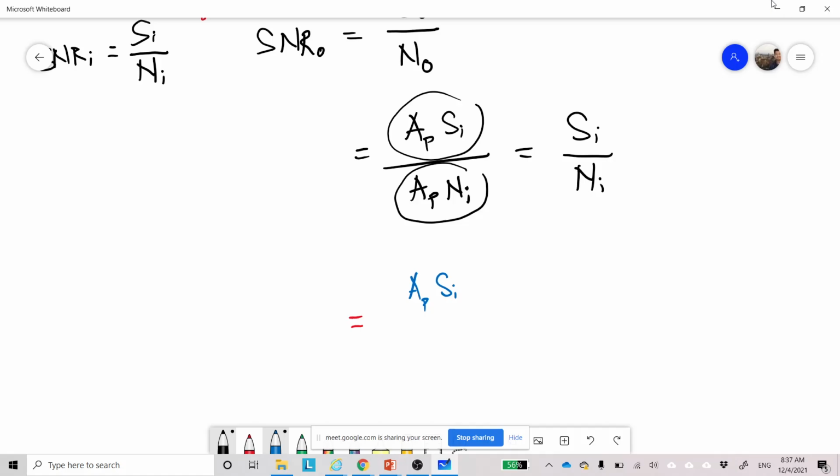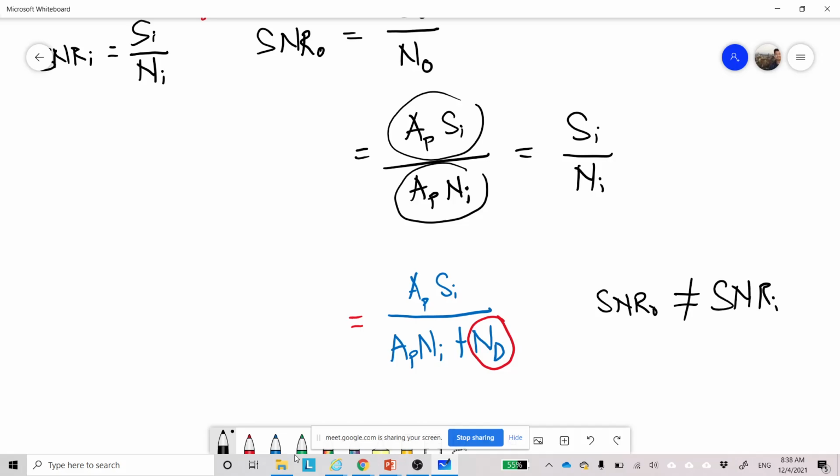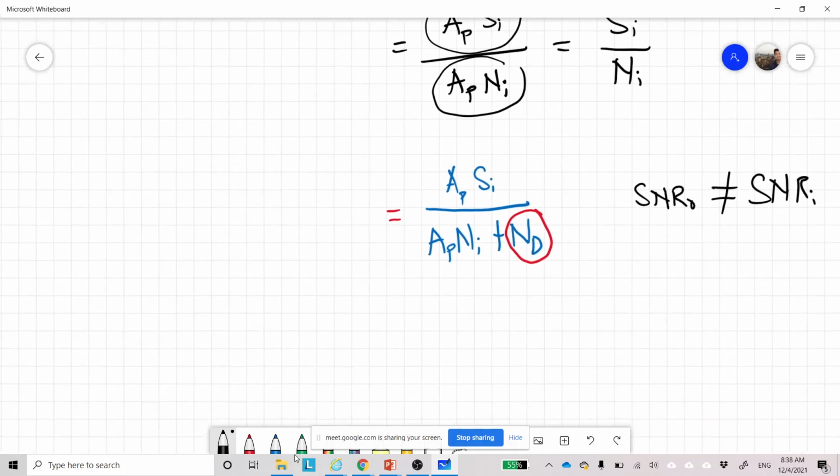So the output SNR is equal to the gain multiplied with the input signal power, divided by the gain multiplied with the input noise power plus the internally generated noise. This is for the non-ideal case where the system produces additional internal noise, which is the NT. In this case, SNRI is not equal to SNRO. Dalam case ini, SNRO is less than the SNRI.